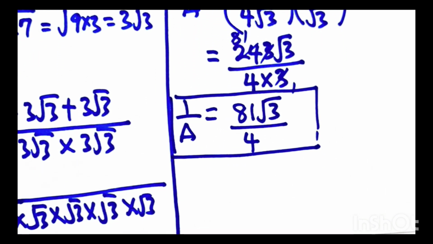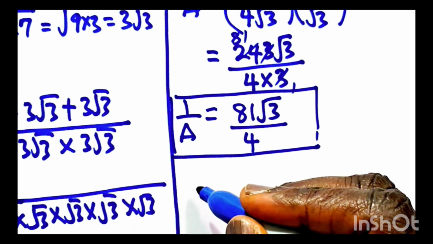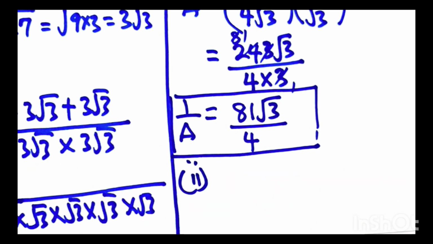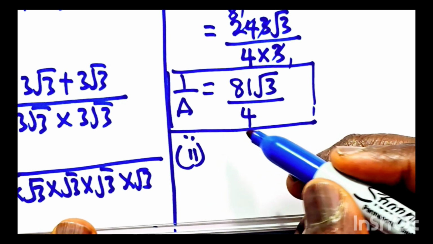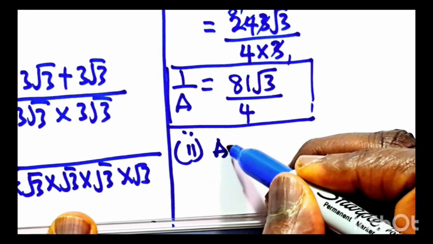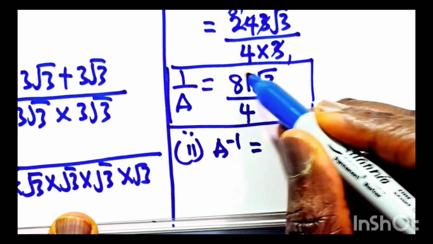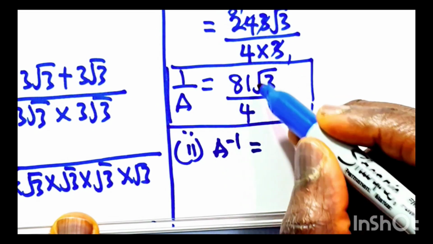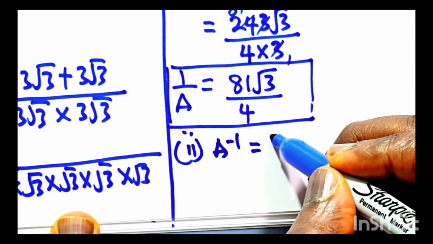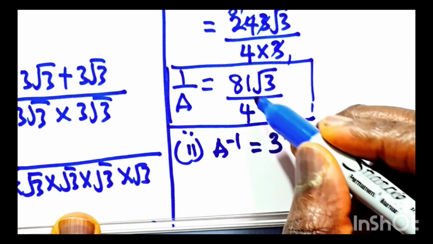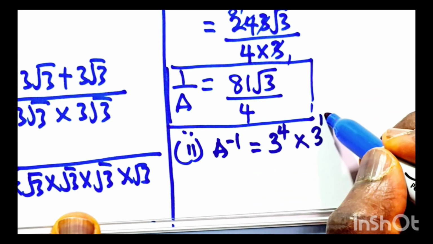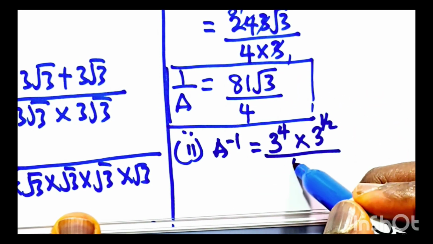But we are also asked to show, that is question 2, that we should show that A inverse equals square root of 3 raised to the power 9 divided by 4. So what do we do in there? What we're going to do now is that A inverse is going to give us, let's try and split this, 81 is the same thing as 3 raised to the power 4, and the square root of 3 is the same thing as 3 raised to the power 1 over 2, divided by 4.